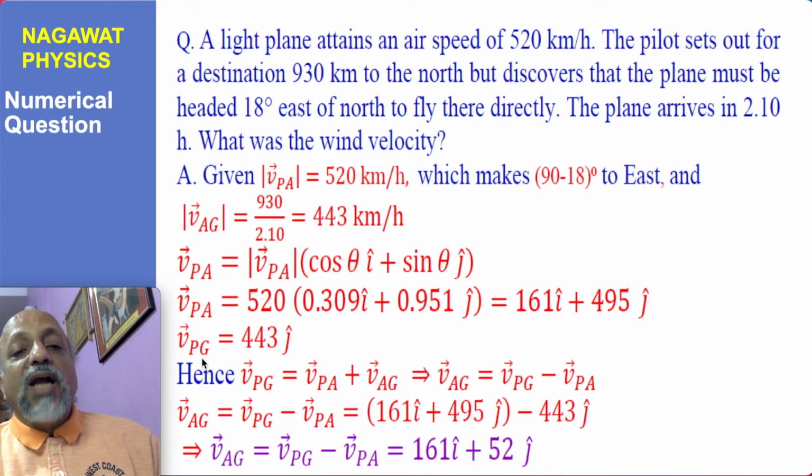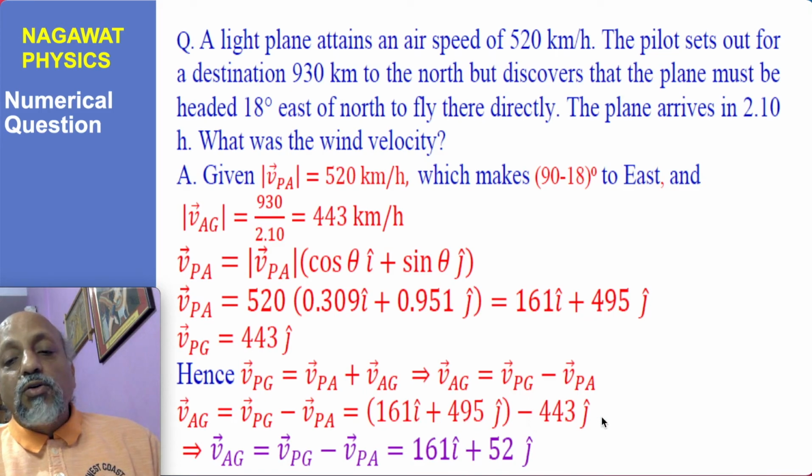And now to find the velocity of the airflow, using the relationship VPG equals VPA plus VAG, I can write that the velocity of airflow with respect to the ground is obtained by subtracting the velocity of the plane with respect to the air from the velocity of the plane with respect to the ground.